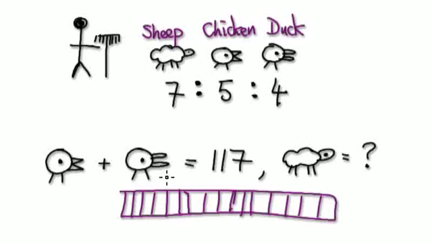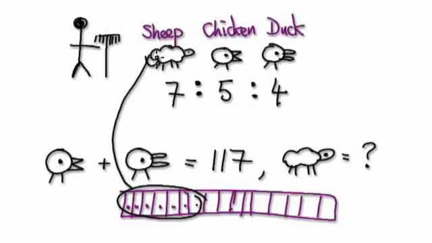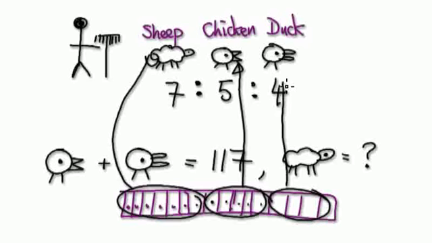You see 16 equal parts, and then 7 parts goes to the sheep. So 1, 2, 3, 4, 5, 6, 7. You see all these here goes to the sheep. Then 5, 1, 2, 3, 4, 5 here goes to the chickens, and 4 here goes to the duck.